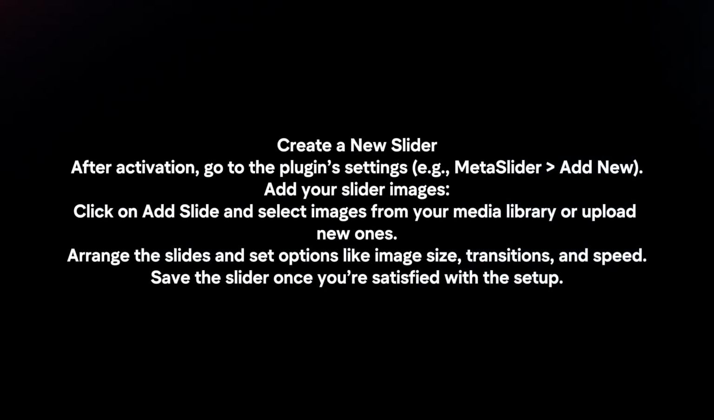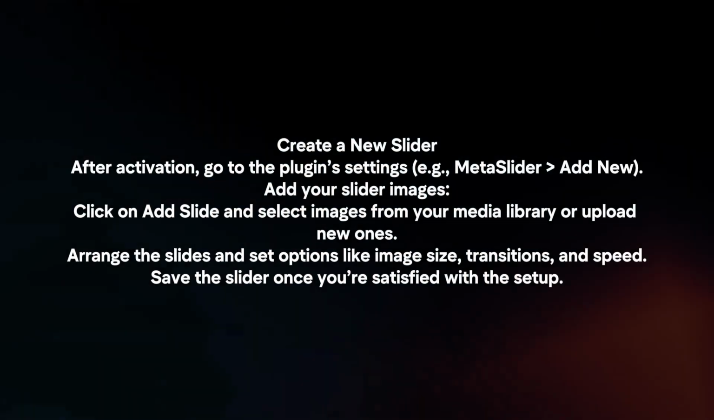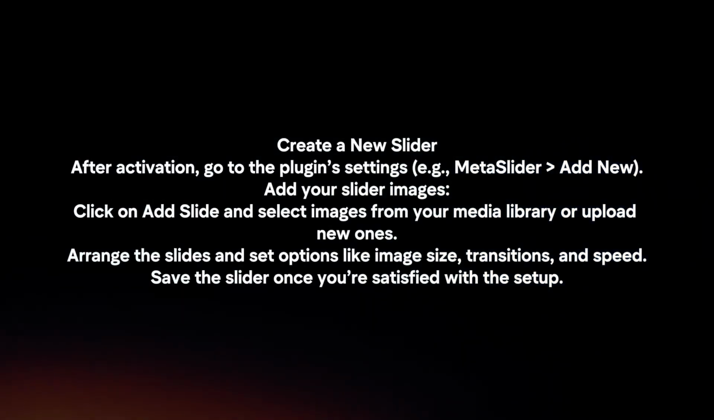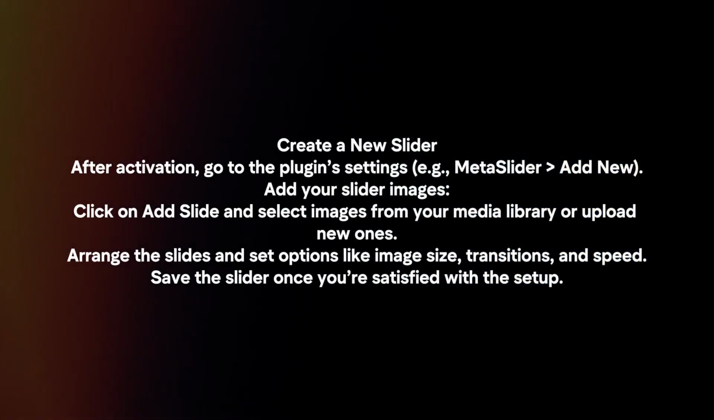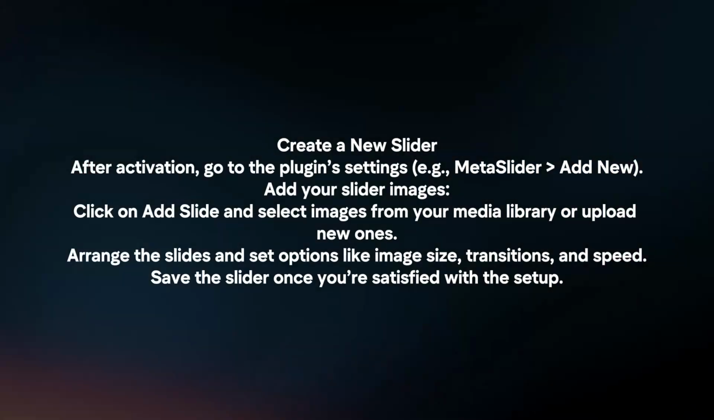Create a new slider. After activation, go to the plugin settings. Add your slider images. Click on Add Slide and select images from your media library or upload new ones. Arrange the slides and set options like image size, transitions, and speed. Save the slider once you're satisfied with the setup.